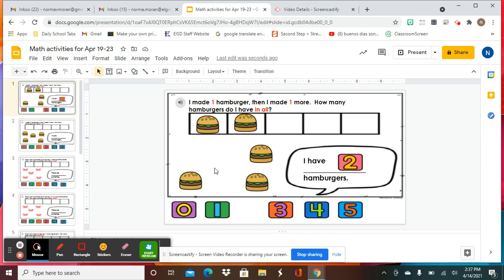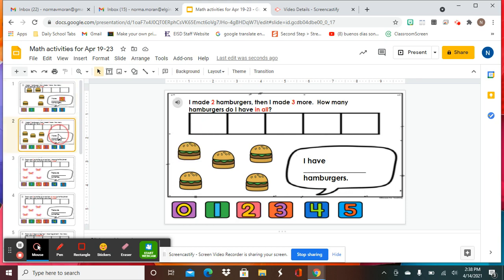Okay? So now I have added or counted all together the hamburgers to get my answer. And I have 2 hamburgers. Okay? Good job. Let's go to our second problem for today. I'm going to read the word problem. Remember, we're going to be moving these hamburgers up to the 5 frame, and then we're going to count them, the ones on the 5 frame only, not the ones down here.